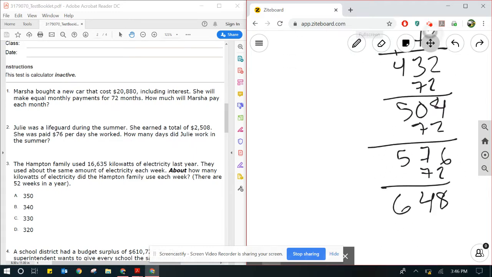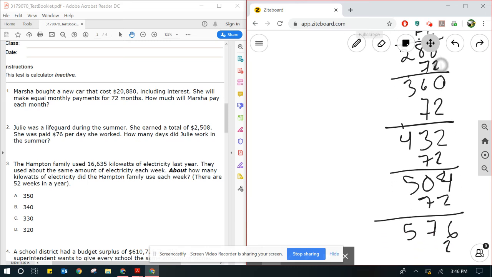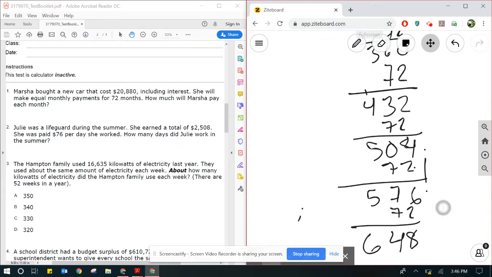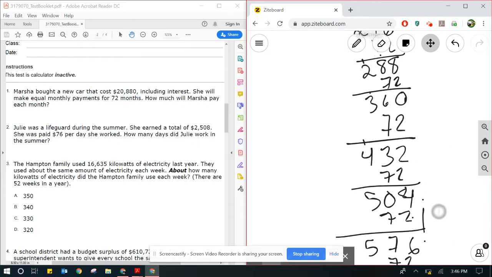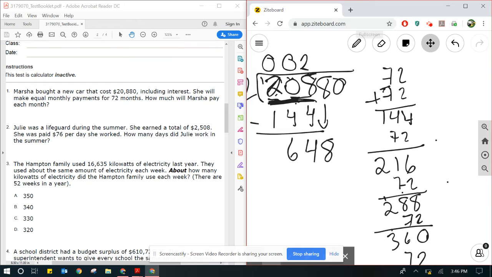If I go down here, I have 648 exactly. I love it when this happens. So if I go back up here, that was exactly, let's count my 72s, 1, 2, 3, 4, 5, 6, 7, 8, and 9. So there's 9 of those. That means my answer is 29 at this point.